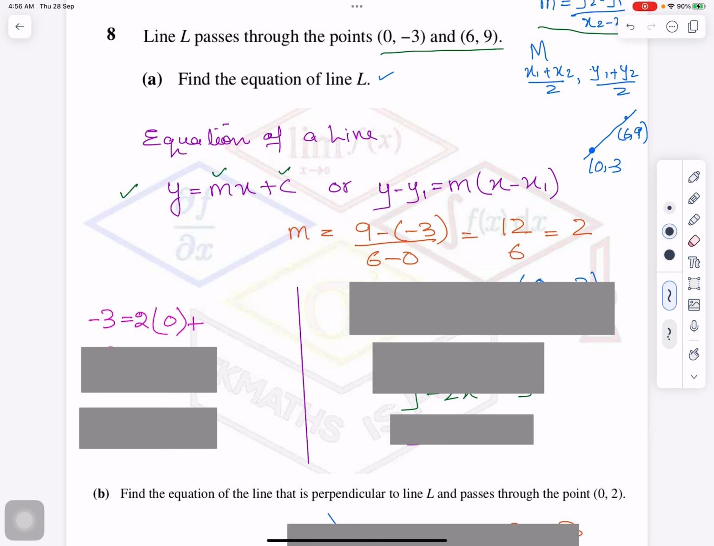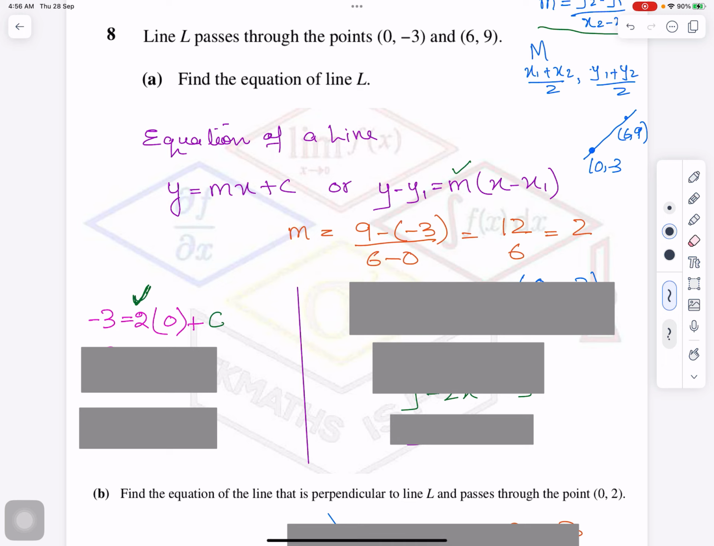2, which I calculated here. I will use it in both general forms, because m is present in both. First of all, this one. I used gradient 2 here, you can see. And in place of y and x, I can use any point, either (0, -3) or (6, 9). Whatever point you want to substitute in place of x and y, you can do that.